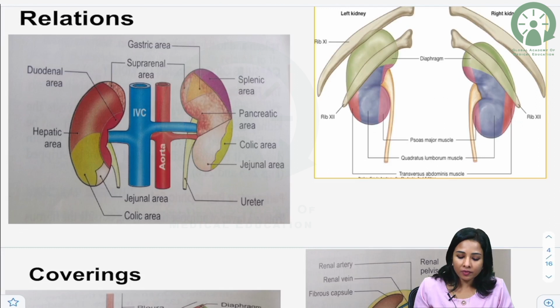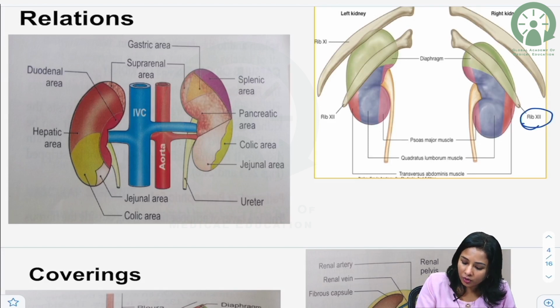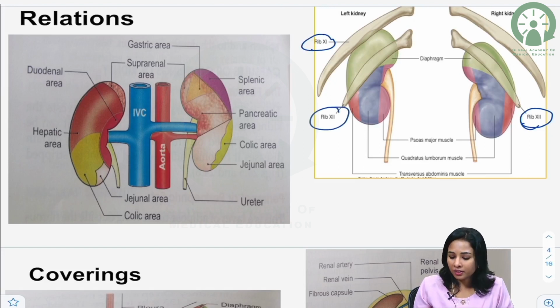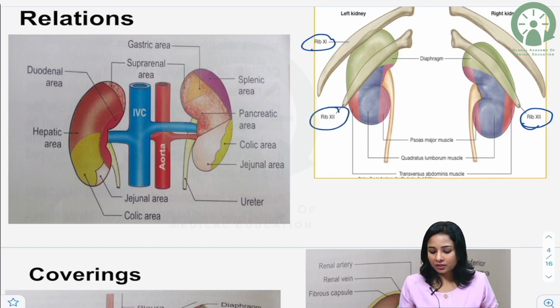Relations of right and left kidneys. Anterior relations are different between right and left, whereas the posterior relations are almost constant between the right and left kidneys, except with the ribs. We know the right kidney is a little down. That is the reason posteriorly the right kidney is related to the 12th rib alone, whereas on the left side posteriorly it is related to both floating ribs, that is the 11th and 12th rib. That is the major difference. Apart from that, the remaining things are the same.